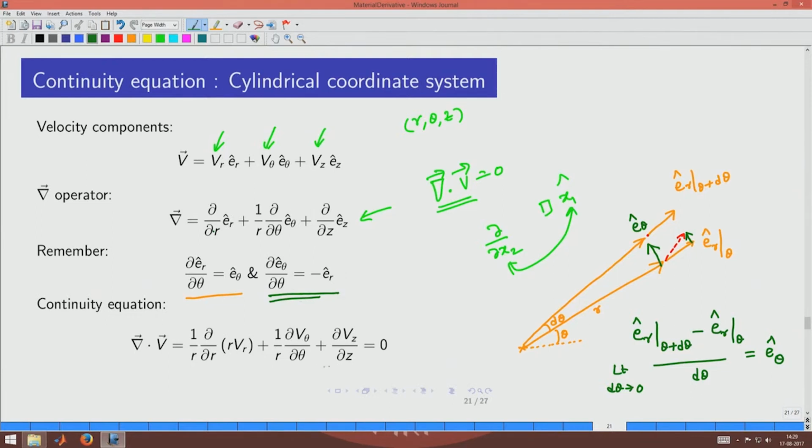we get the equation in its final form here, which means that the divergence of velocity in the cylindrical coordinate system equal to 0 is the continuity equation in the cylindrical coordinate system. You see that it is nothing but 1 by r dou by dou r of r v r plus 1 by r dou v theta by dou theta plus dou v z by dou z is equal to 0. Okay. So, we now have the continuity equation in the cylindrical coordinate system also.